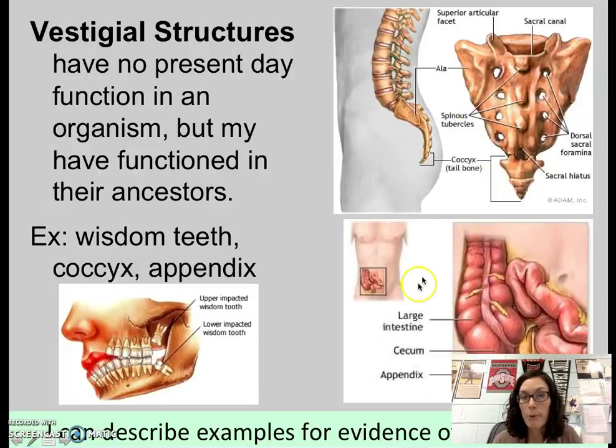Down here is your appendix. People do get their appendix taken out, and they survive perfectly fine. They don't die, okay? Same thing with wisdom teeth. We really no longer need our wisdom teeth. Some people have to have them taken out to make more room in their mouth these days. And we get them taken out with no harm to our ability to eat or anything like that.